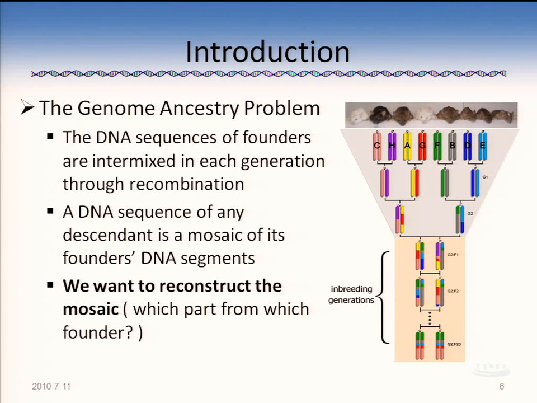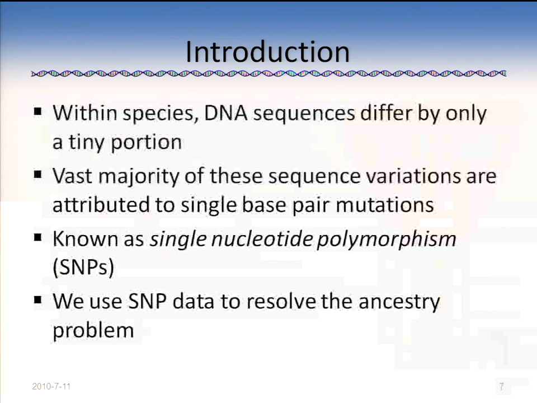So here I would like to talk about ancestry. Given the breeding, you can see the DNA sequences mixed in each generation through recombination. The DNA sequence of any descendant is a mosaic of its founders' DNA. Here we want to recover this mosaic, or in other words, determine which founder each segment is inherited from.